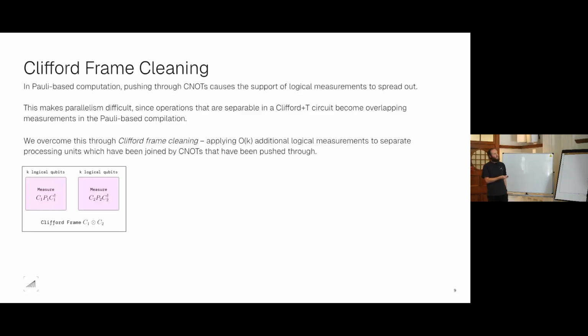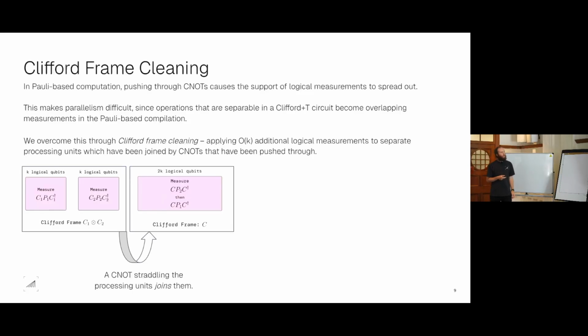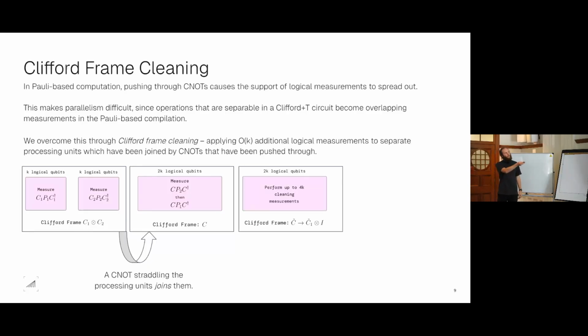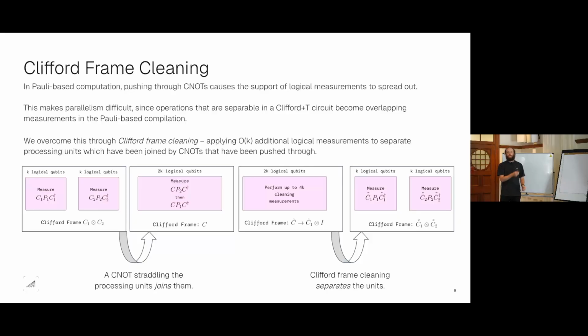If we look at that stage by stage, before we've pushed any CNOTs through, we can have two different processing units that act in parallel. But if we reach a point where a CNOT is pushed through these, from that point on we treat these two processing units as a single processing unit. From then on, we assume that we can only do one logical measurement per logical cycle on that entire joined unit. But at any later time, we can choose to perform a maximum of 4K cleaning measurements, where K is the number of logical qubits per processing unit. By doing that, we're able to clean this off and separate the frames out again, so that now we can do it in parallel again.